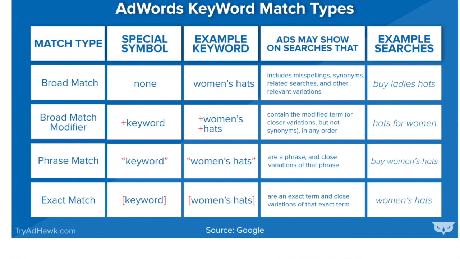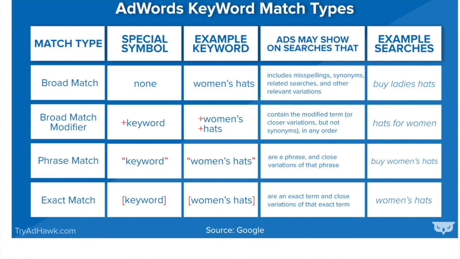In the final column, you will see some example searches for each of the match types. For example, women's hats on broad match will show for buy ladies hats. Women's hats on broad match modifier will show for hats for women. Women's hats on phrase match will show for buy women's hats. And finally, on exact match, it will only show when someone searches women's hats.